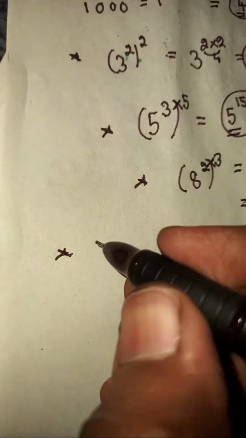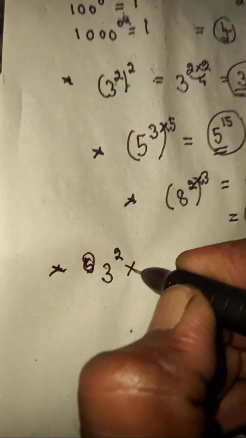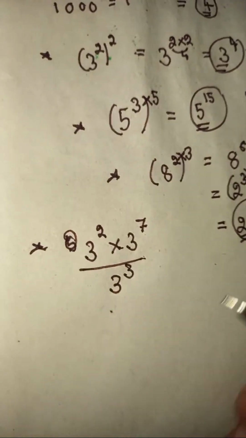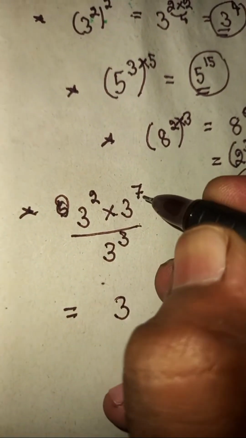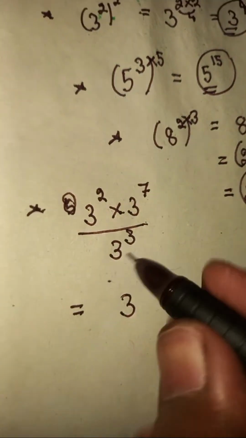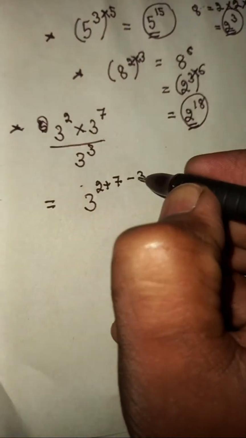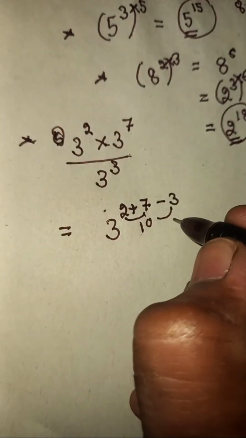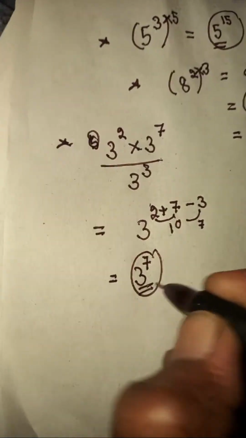Let's take one more problem here. Here you can write it as 3 power of 2 times 3 power of 7 by 3 cube. Now you take 3 as the common base. When 3 cube goes up, it becomes negative. So it is 2 plus 7 minus 3. Here 2 plus 7 becomes 9. 9 minus 3 is 6. So this one is 3 power of 6.